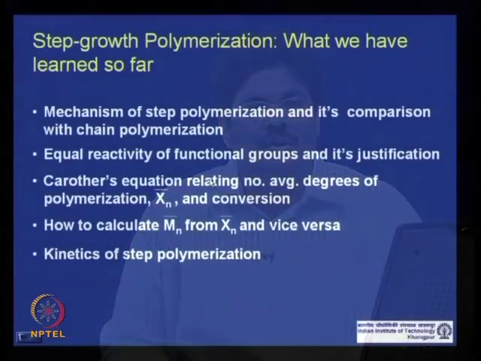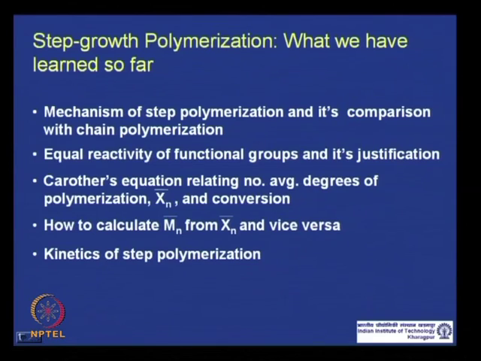We have learned the mechanism of step growth polymerization and its comparison over chain polymers, and we also learned the effect of equal reactivity of functional groups. We understood the justification of why the functional groups of reacting molecules, including the intermediate species, should have the same reactivity irrespective of their size, and irrespective of whether the functional group present in the other direction is already reacted or not.